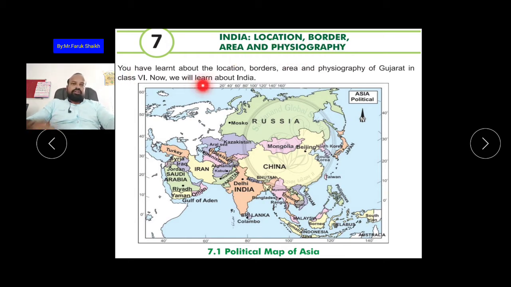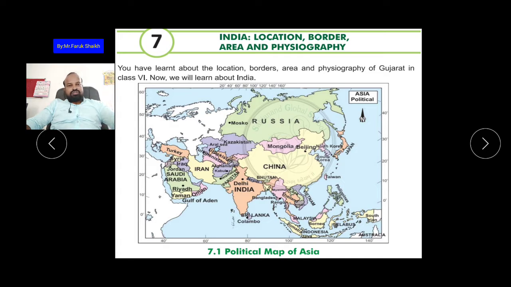So you have already learnt about the borders, area and physiography of Gujarat in class 6. Now we will learn about India. देखिए गुजरात के लोकेशन फिजियोग्राफी और एरियाज़ के बारे में आपने 6 स्टैंडर्ड में स्टडी कर लिया ऑलरेडी एंड नाउ टुडे वी आर गोइंग टू स्टडी about the physiography of India, location, area and border.